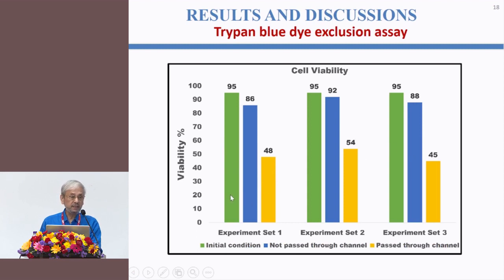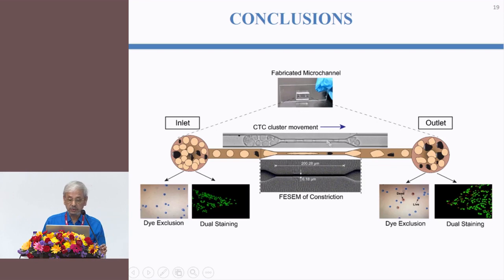For example, if we look at experimental set 1, these are the live cells at the entry, and these are the live cells at the exit, 48%. And if through the same passage we do not allow the cells to pass, we keep them detained at the entry, then the natural death is indicated by this column, where we can see 86% live cells after the elapsed time. And that is where the cell viability was understood.